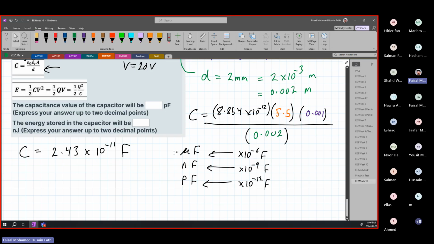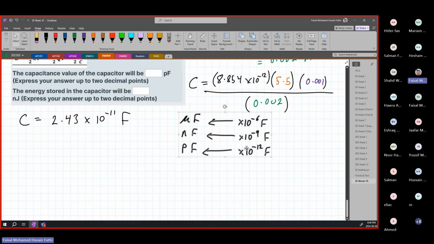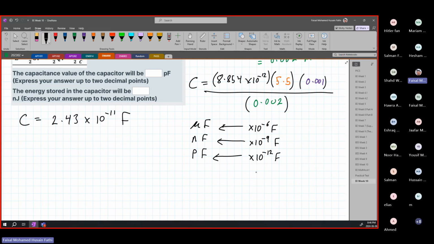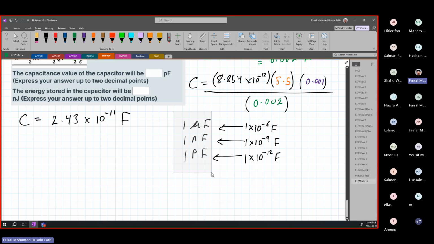For example, 1 microfarad is 1 times 10 to the negative 6 farads. 1 nanofarad, 1 times 10 to the minus 9 farads. 1 picofarad is 1 times 10 to the minus 12 farads. So these three you definitely need to know, your micro, your nano, and your pico when it comes to capacitors. Because here, what is the question saying? It says in picofarads.